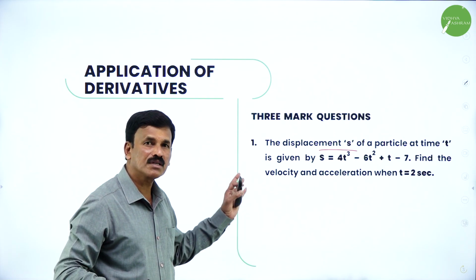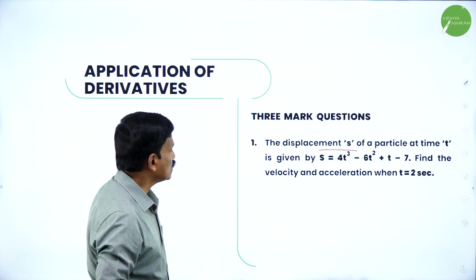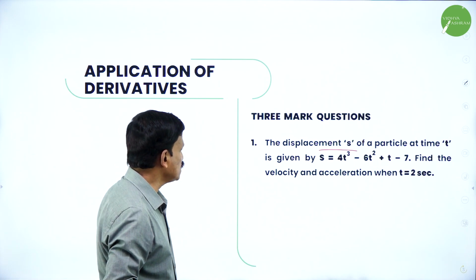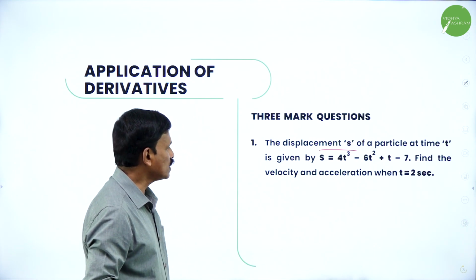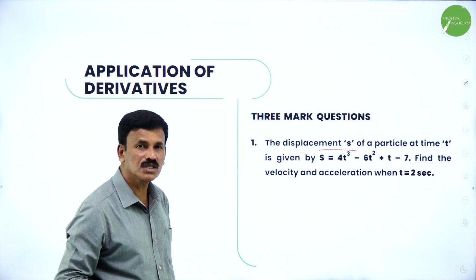Let us discuss the 3-marker question. The first problem is like this. The displacement s of a particle at time t is given by s is equal to 4t cube minus 6t square plus t minus 7. Find the velocity and acceleration when t is equal to 2 seconds.